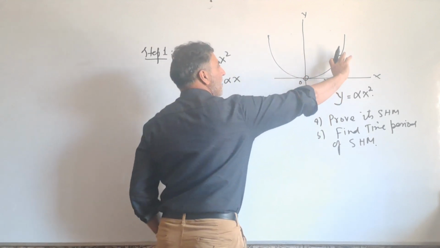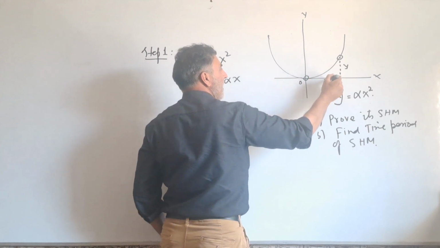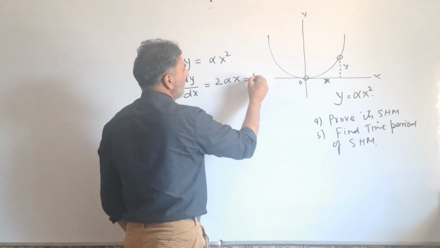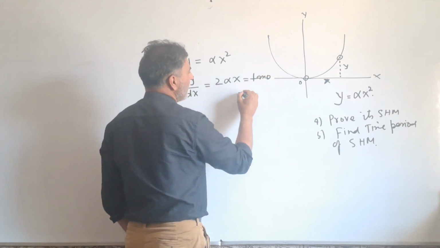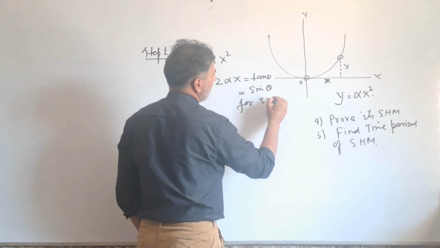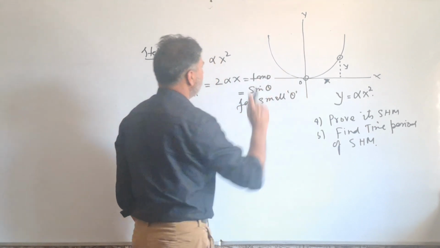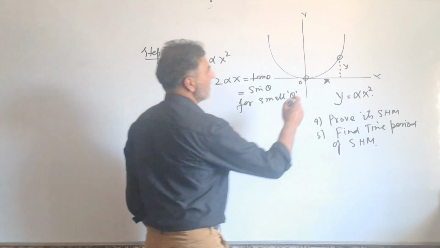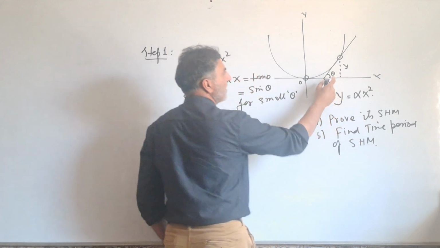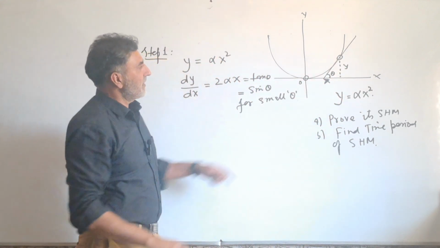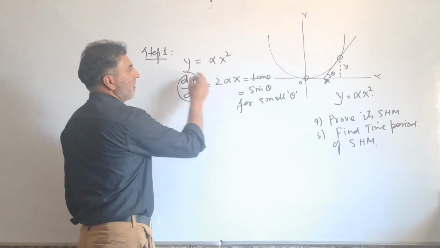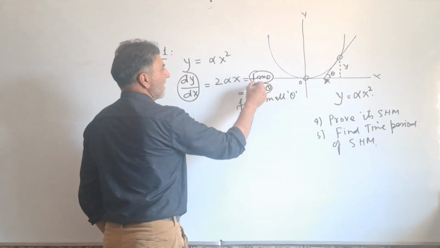For a defined x and defined y, its coordinates are x and y, and its slope is dy by dx equal to 2 alpha x. And this slope is nothing but tan theta. Also, it can be equal to sine theta for small theta. If I make a tangent here like this, this is theta, and tan theta of this line is the slope. So I got a slope, I got tan theta, and also I got sine theta.